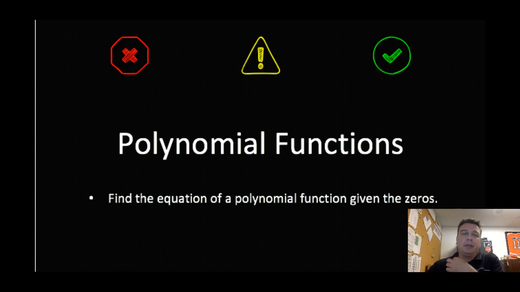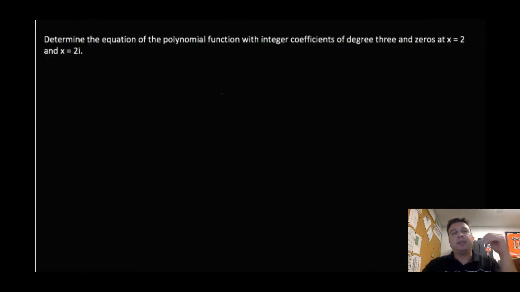This particular short video is going to deal with how do I determine the polynomial functions if I'm actually given the zeros to start with. So we go through, we give you zeros, and you've got to determine what the equation is as a result of those zeros.